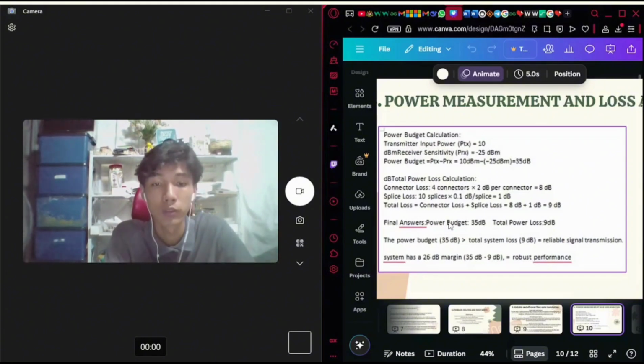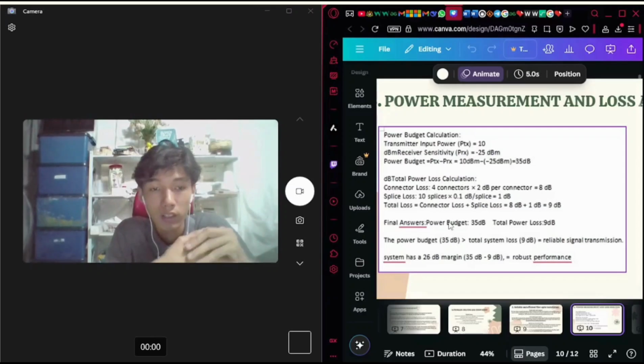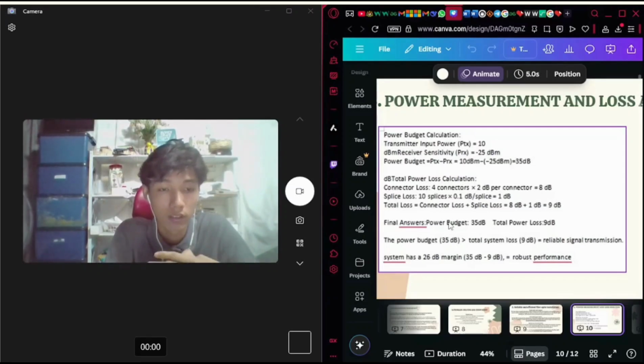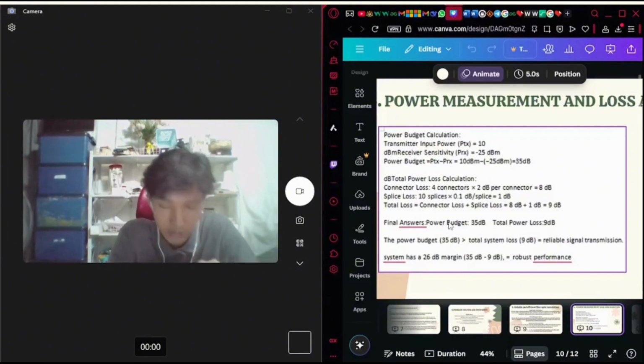The final answer: the power budget is 35 dB and the total power loss is 9 dB. If the power budget is higher than the total system loss, this transmission is reliable and the system has a 26 dB margin. It will give us a robust performance. So that is all from me. Thank you.